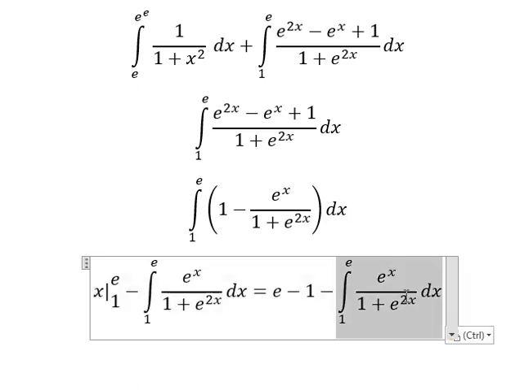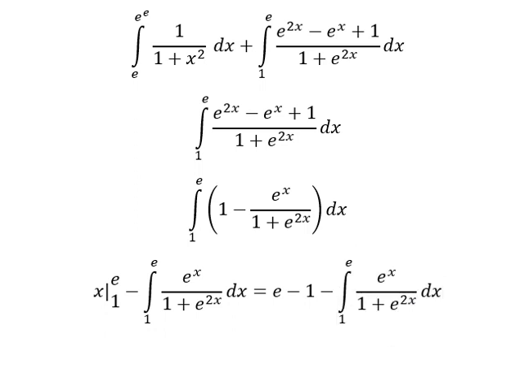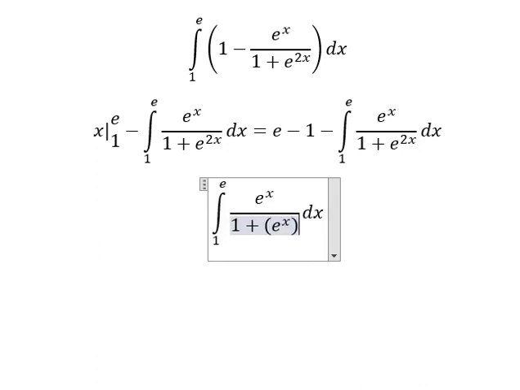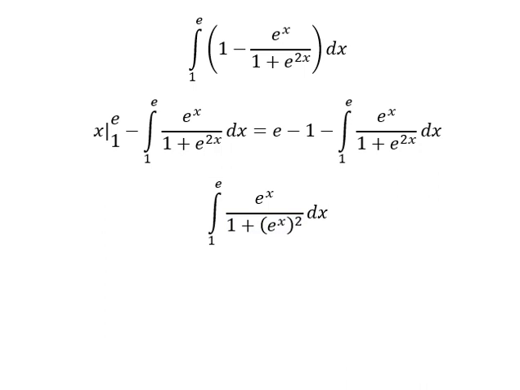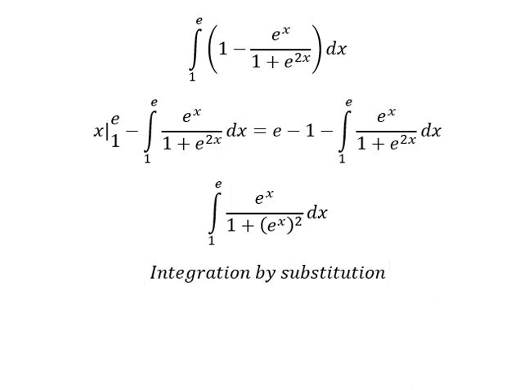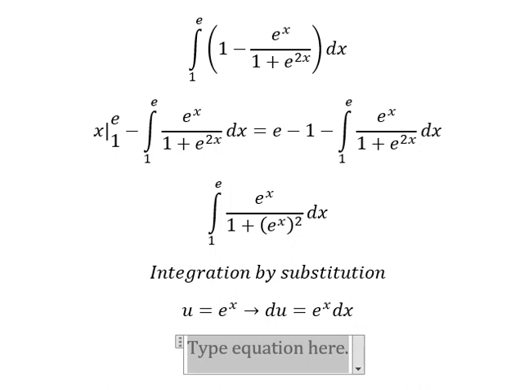Now we need to focus on this one. So this one we can put e to the power of x to the power of number 2. So we can use integration by substitution. So I will put u equals to e to the power of x. Later we need to do the first derivative for both sides, and we have like this. Now we need to change the bounds.